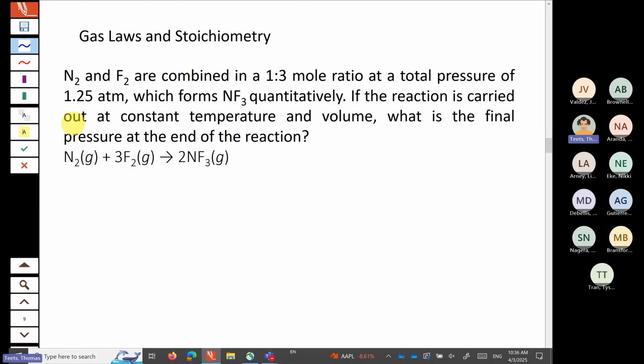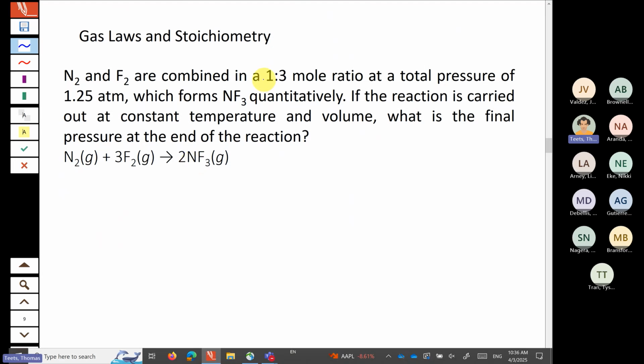So this is kind of a strange problem, I would say. Maybe not the best one to start with, but we'll go ahead and do it. So we have a balanced equation here, which is given N2 plus 3F2 goes to 2NF3. So in this problem here, there's a few different ways of approaching this.